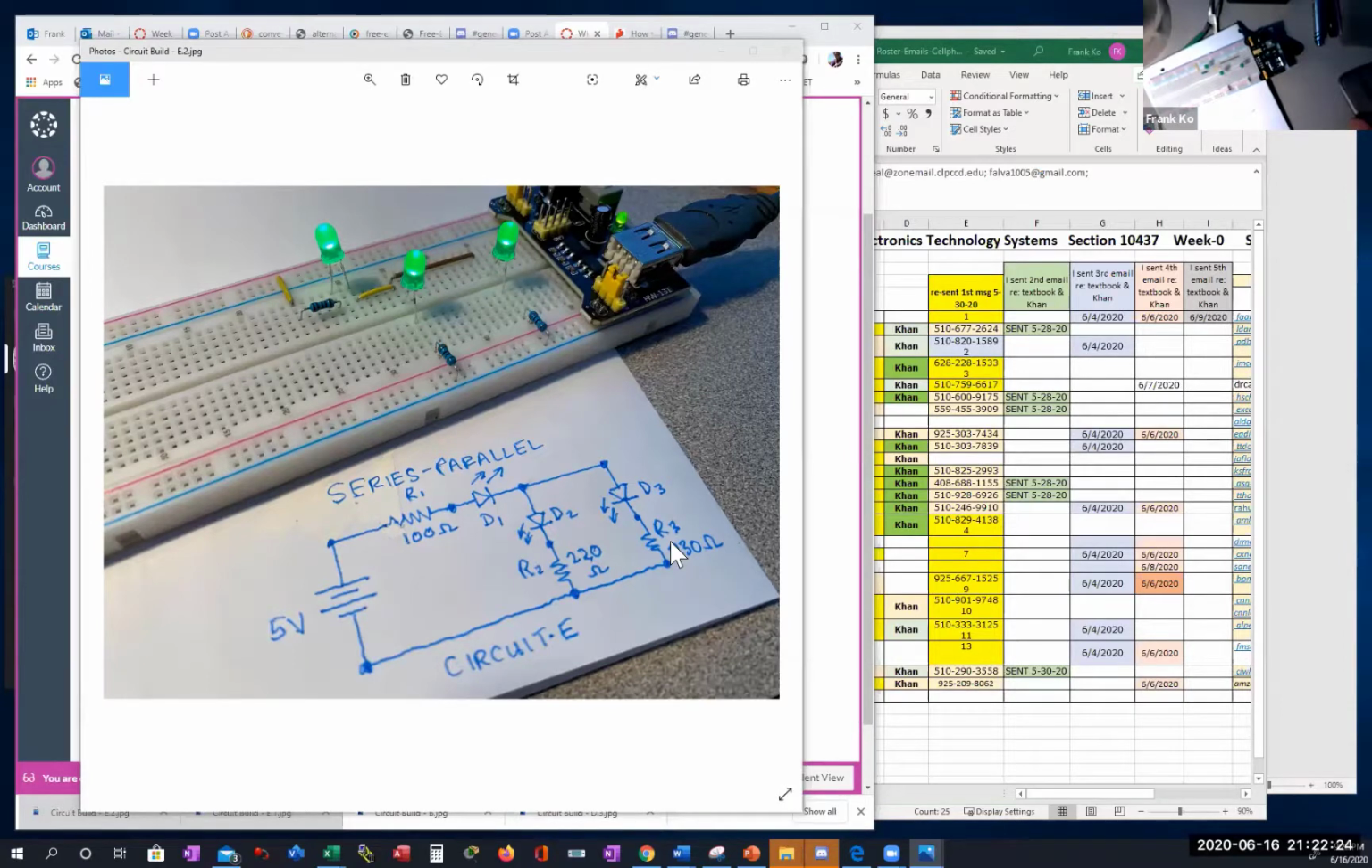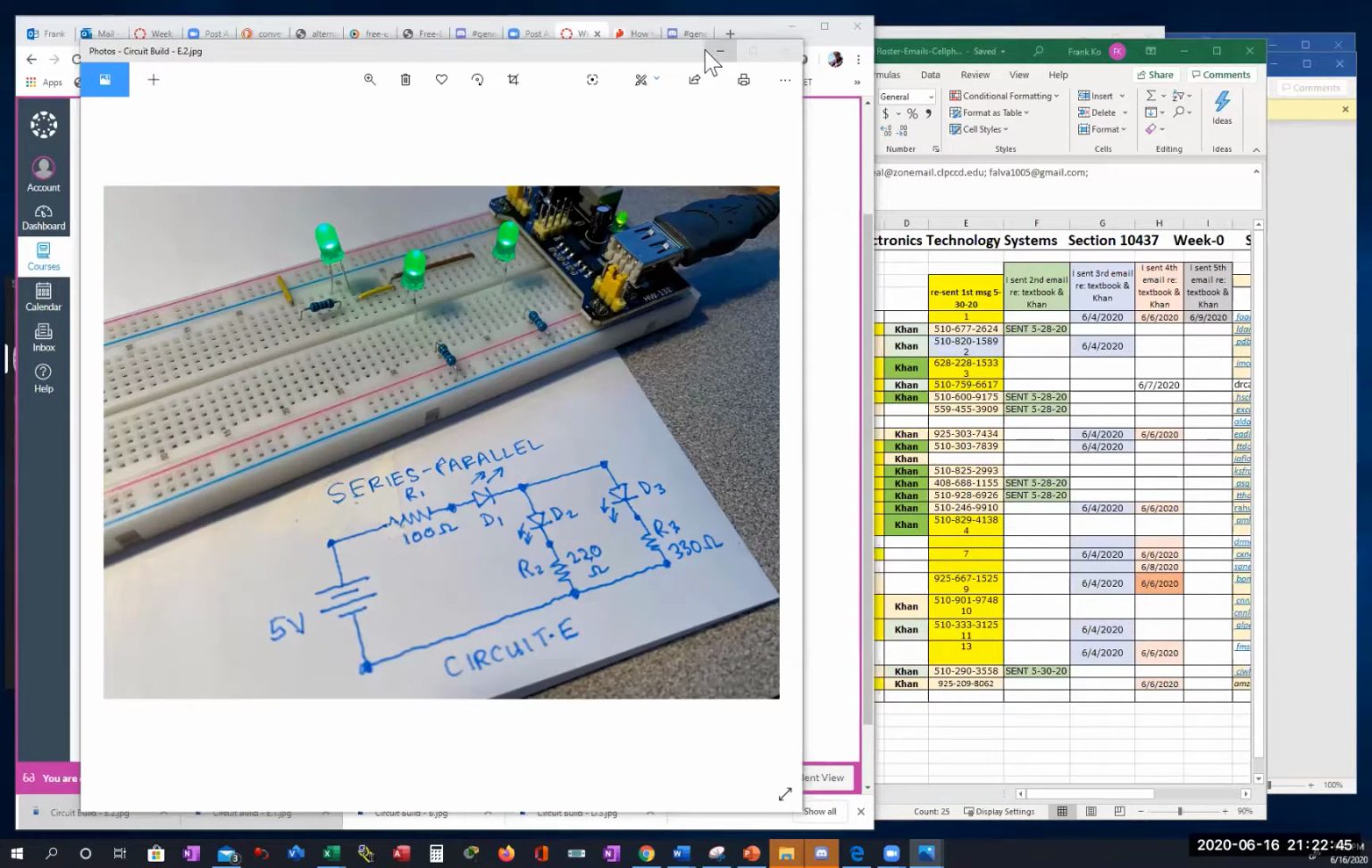Good question. I appreciate the question, and thank you for bringing it to my attention that I was moving my mouse and you weren't seeing anything. I apologize. Is everybody now understanding what value resistors need to be where? Any other questions so far?